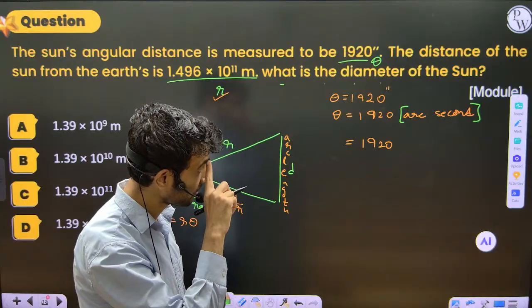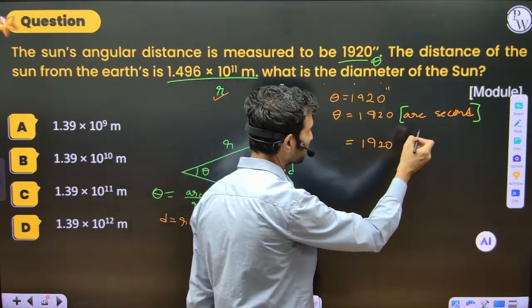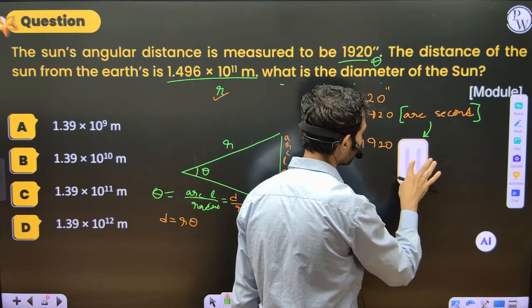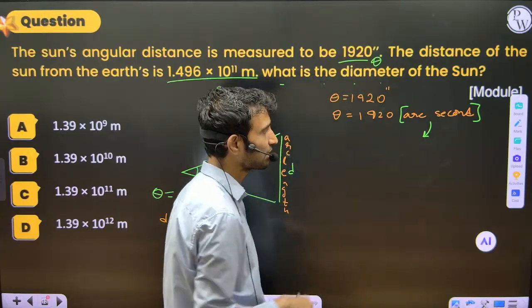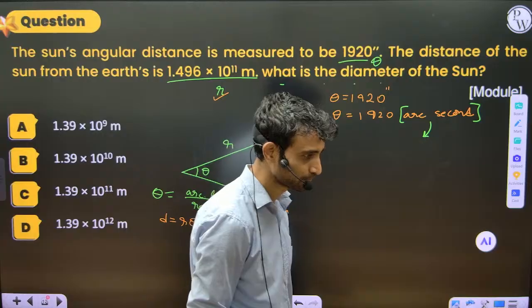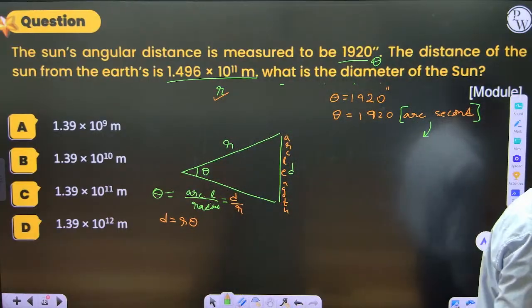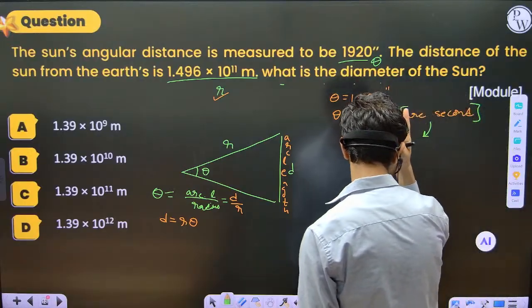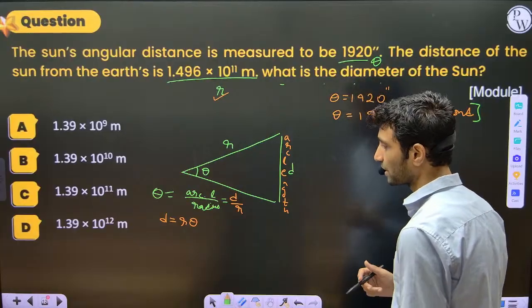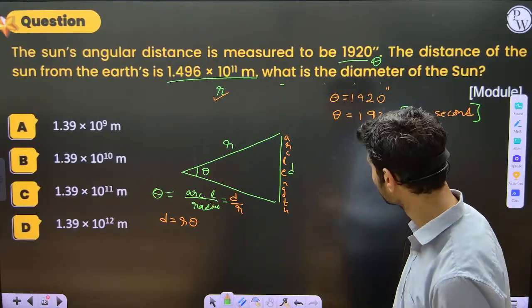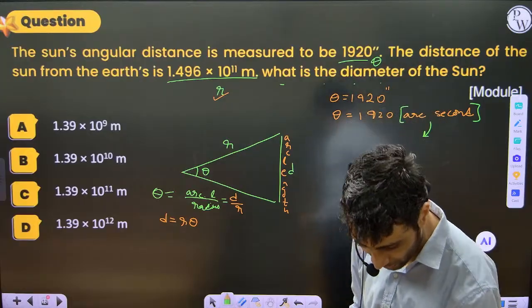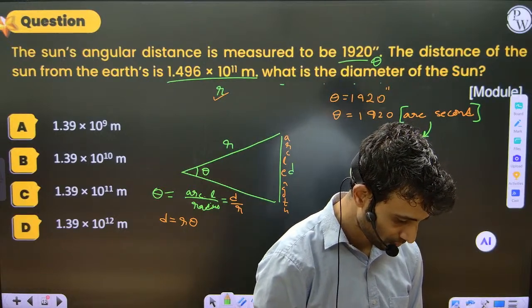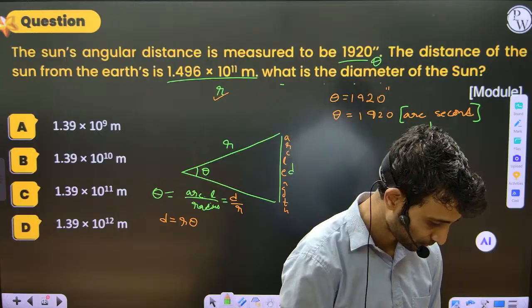So 1 arc second is how much? You have to convert it into radians, and then you'll get the answer. And you have to proceed the same way like we did in the last problem, right? So try doing this yourself. Since you've already done a similar problem, try converting 1 arc second into radians. So how much was 1 arc second? Yesterday we found out.